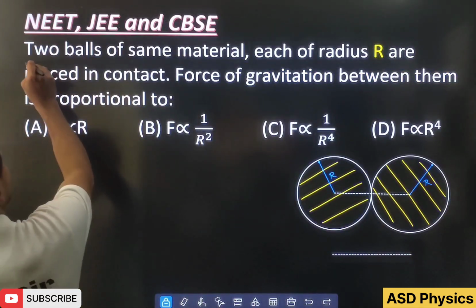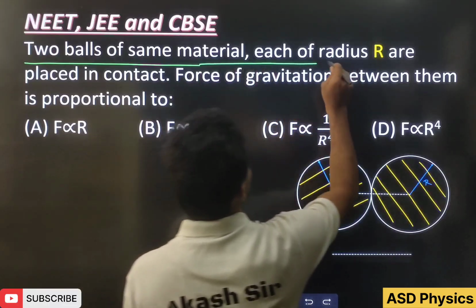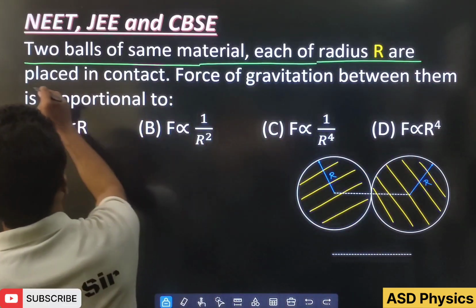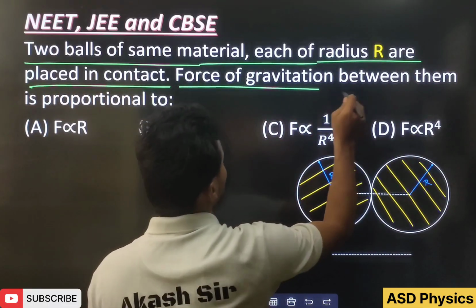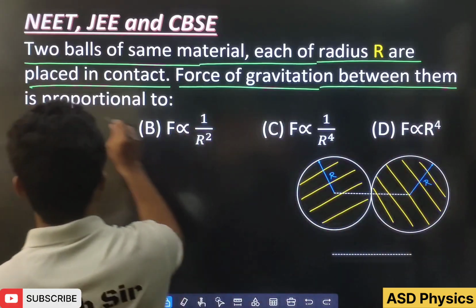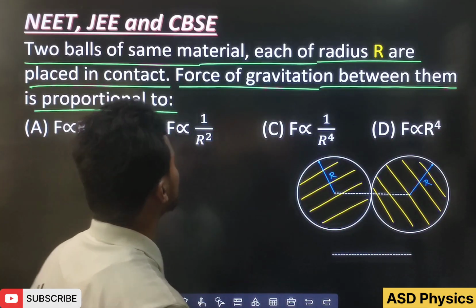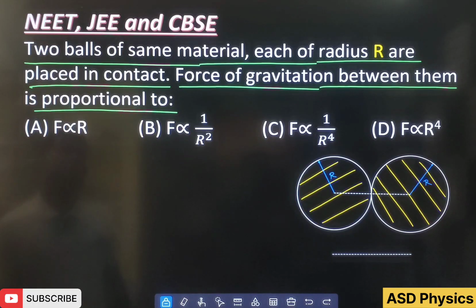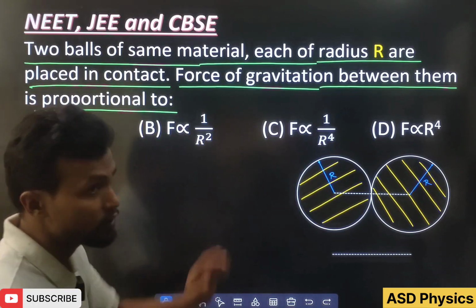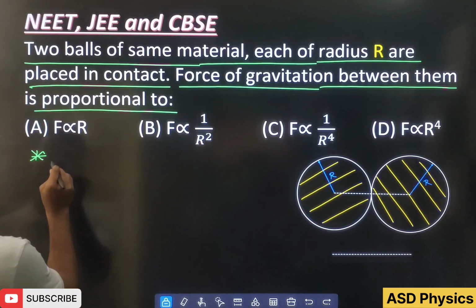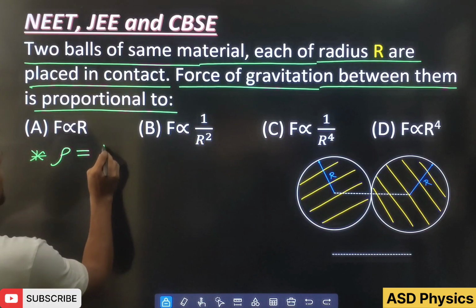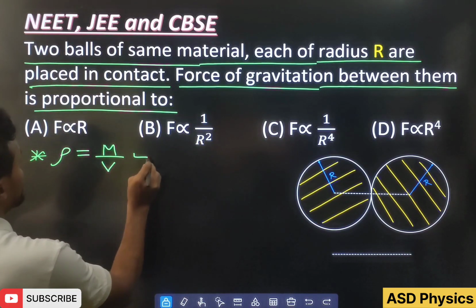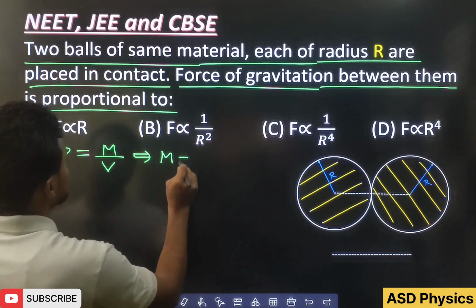See here, the question is: two balls of the same material, each of radius r, are placed in contact. The force of gravitation between them is proportional to how much? They are telling us the same material, and identical, both are having the same radius. So remember, same material means the density will be the same, density equal to mass by volume.